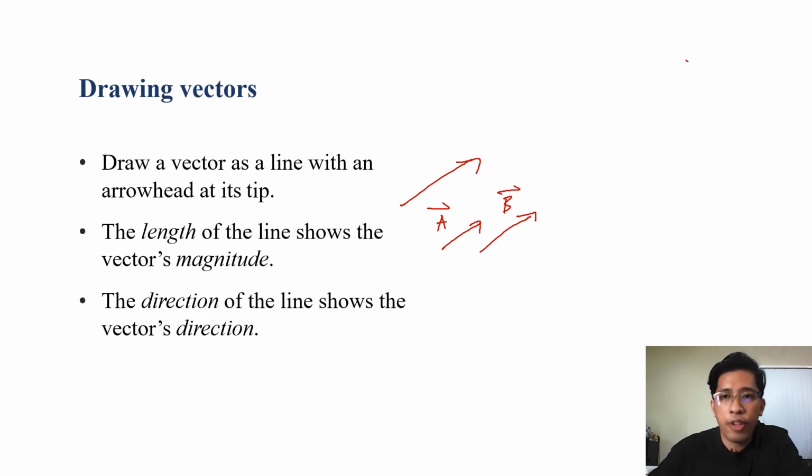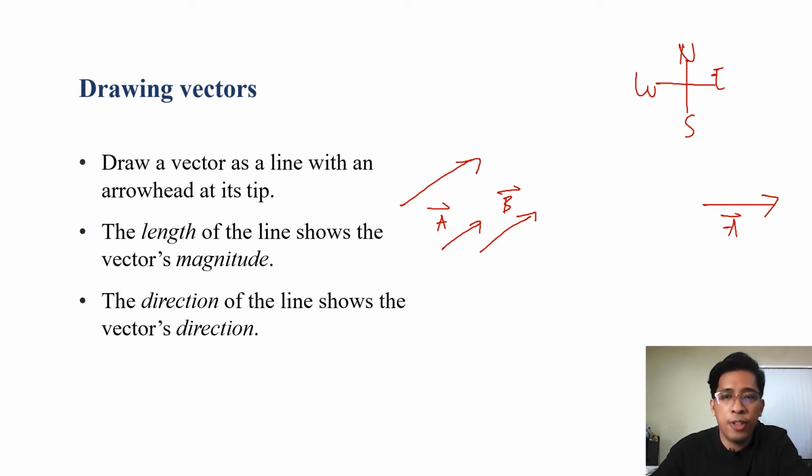If we're going to refer to directions as north, east, west, and south, if I draw a vector here, that means this vector points to the north.